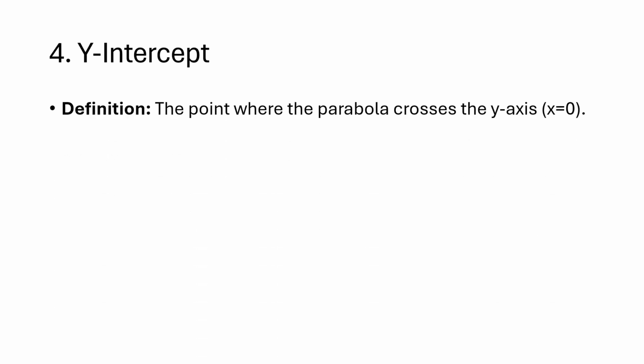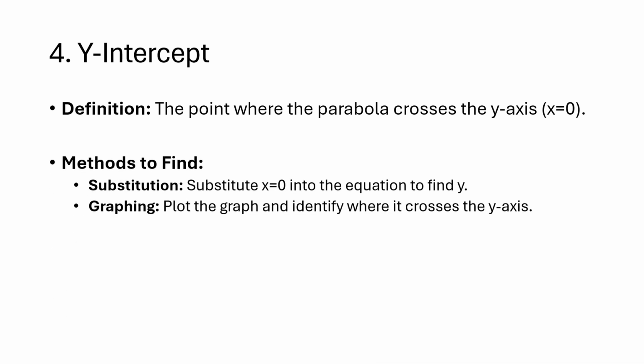Y-intercept, the point where the parabola crosses the y-axis, where x equals 0. The y-intercept is where you substitute x equals 0 into the equation to find y, and that always leaves the constant, the number that stands by itself in the function. If you're going to interpret it from the graph, you plot the graph and identify where it crosses the y-axis, that is the y-intercept.